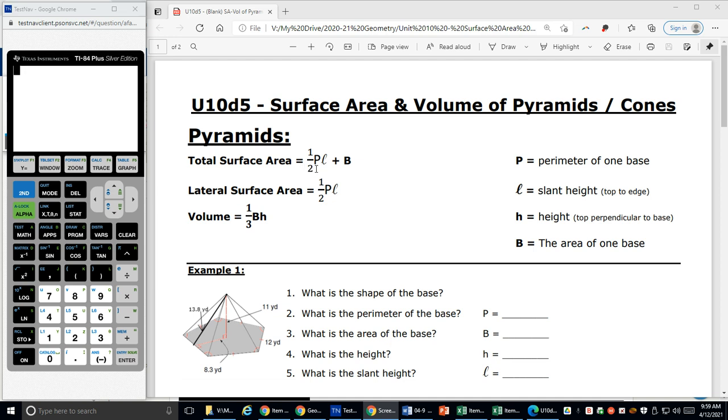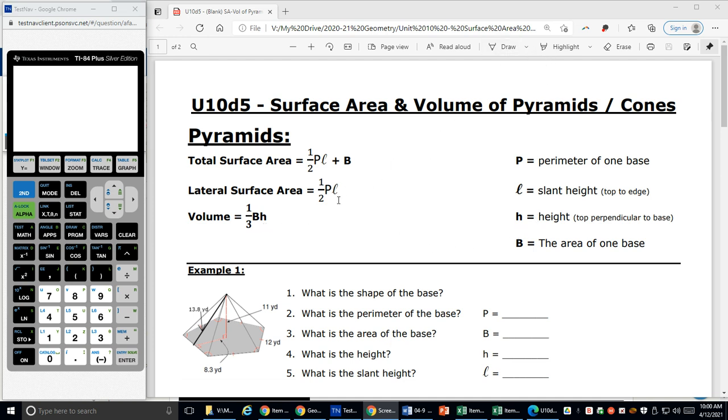1/2 capital P, which is the same thing as it was before, perimeter of one base. And then there's this cursive lowercase l, and that stands for slant height. Plus capital B, which is what it always was, the area of one base. My lateral surface area is 1/2 the perimeter of the base times the slant height, and my volume is 1/3 the area of the one base, when there's only one base, times h, the height of the pyramid.